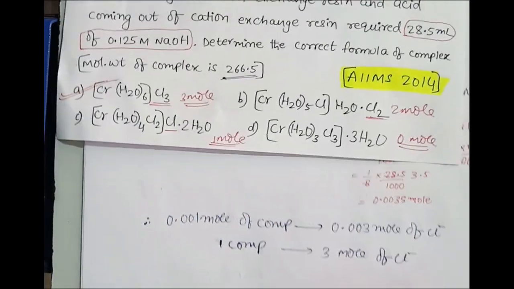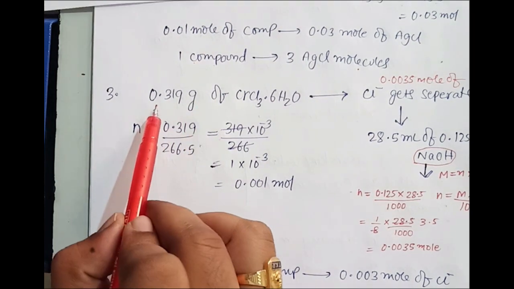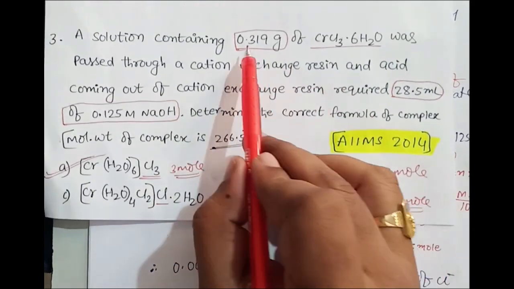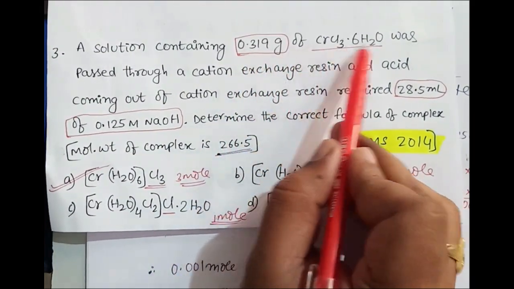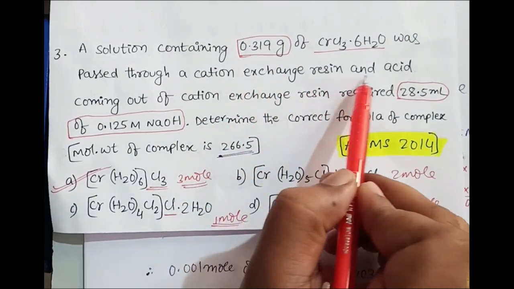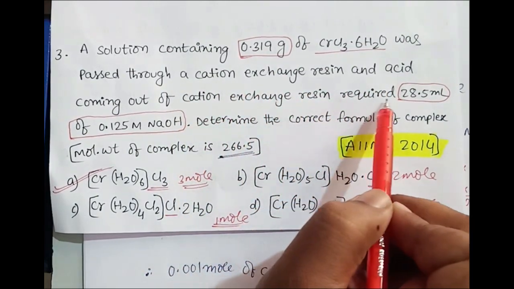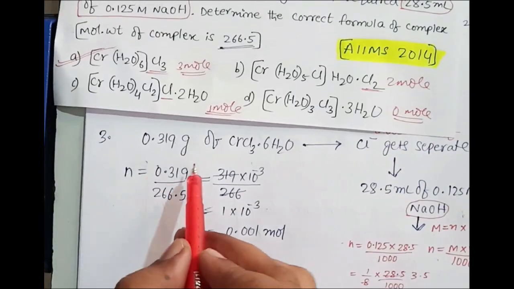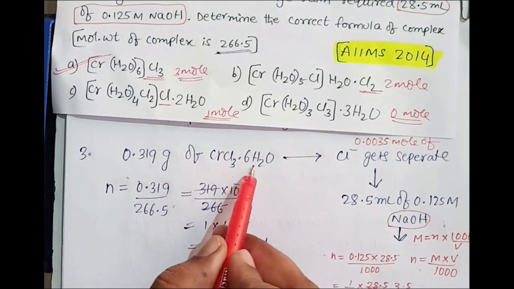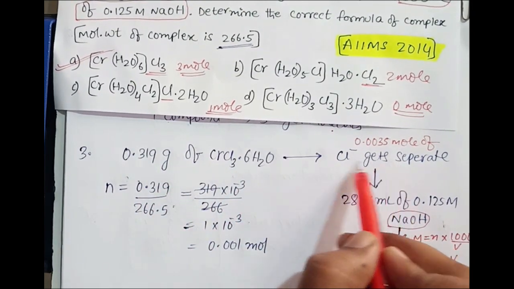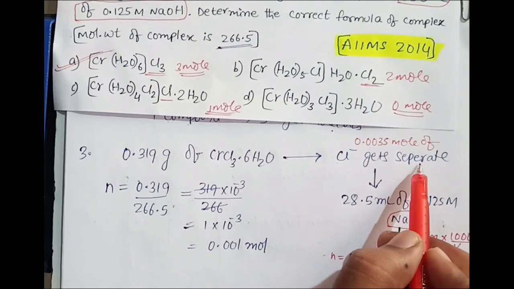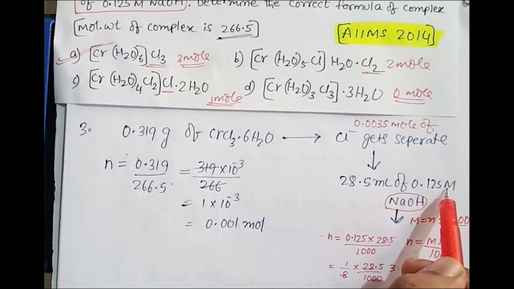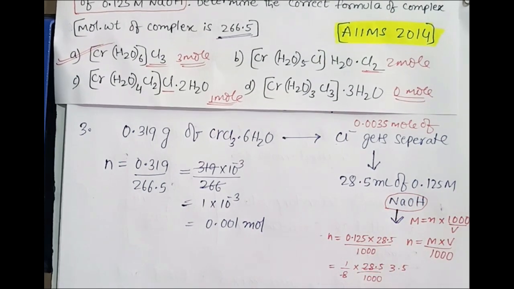So in this way we can easily think about it. So clear here. We should not get nervous because it is an AIIMS question. Obviously it is a tough one. First, 0.319 gram of compound was passed through a cation exchange resin, and the acid coming out of the cation exchange resin required 28.5 ml of 0.125 molar NaOH. So what I have written is that 0.319 gram of compound is giving Cl minus which gets separated after passing the cation exchange resin, which requires 28.5 ml of 0.125 molar NaOH. This is the given data.